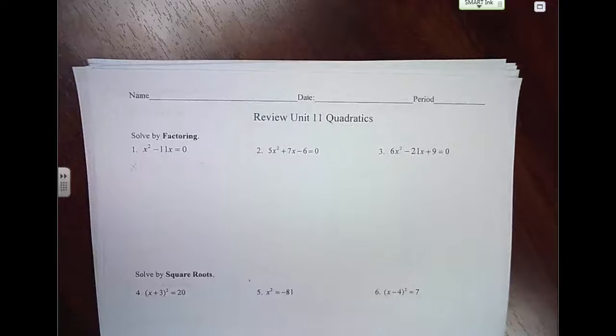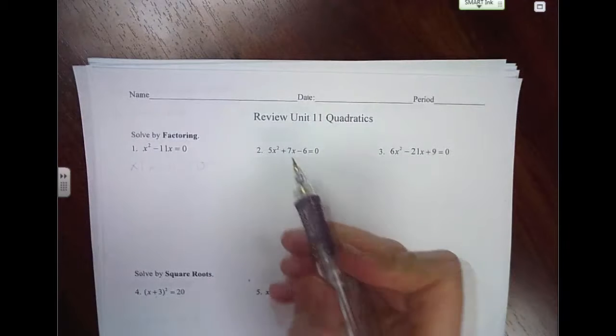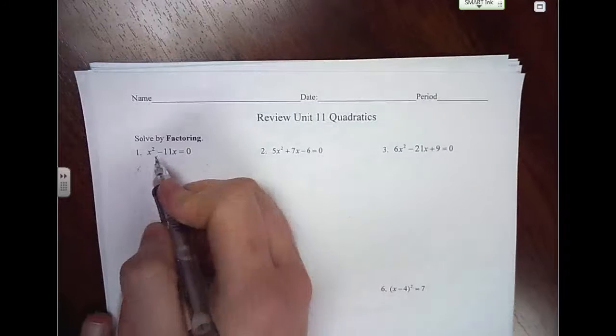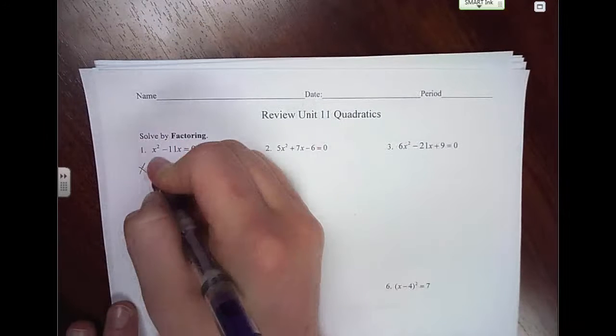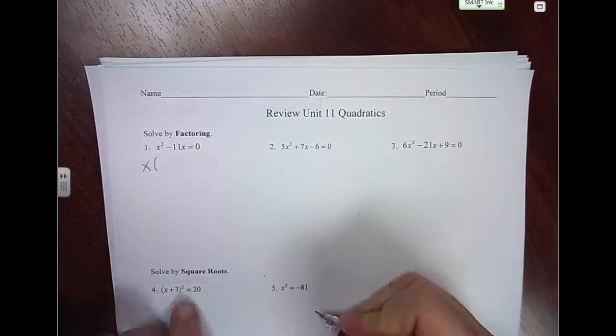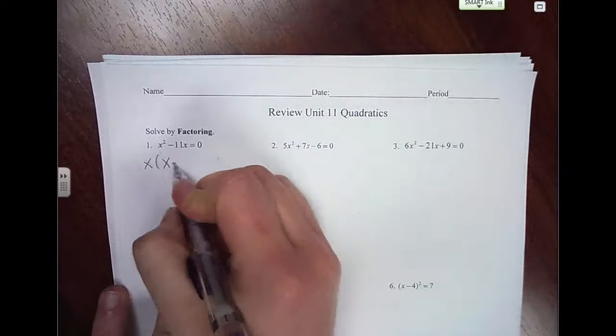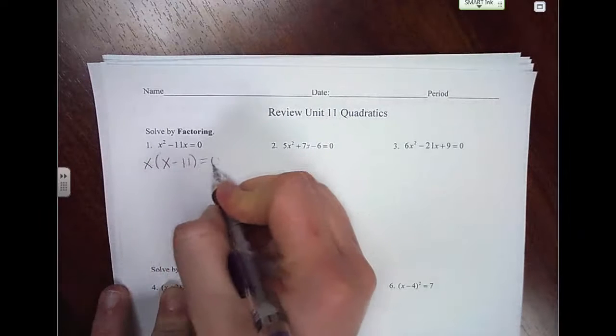All right, our quadratics review. So solving by factoring. Usually you can have all three of these to factor. On this one though, if we just have the two, we're going to take out just a common term of x. Okay, so look for just a GCF. So what's common in both is an x. If I take it out, I'm left with x minus 11 equals 0.